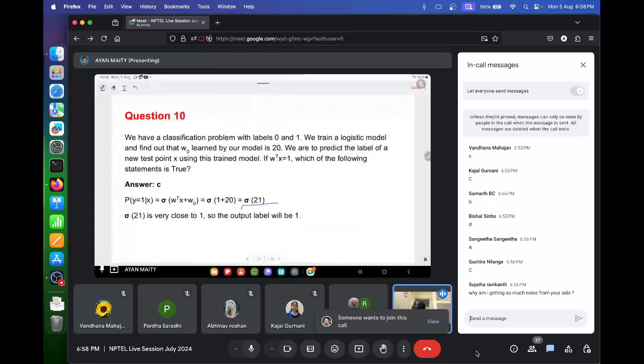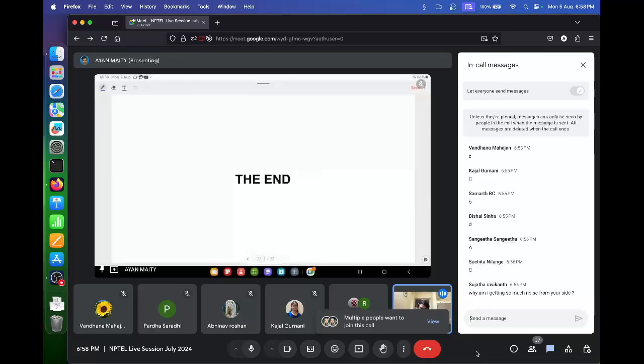So sigma of 21 is very close to 1, so the output would be given as 1. This is a classification problem. If it is very close to 1, then the output is 1. If it is close to 0, then the output is 0. So these were the practice problems that I wanted to discuss in this live session. If you have any other questions or queries, you can ask me now.